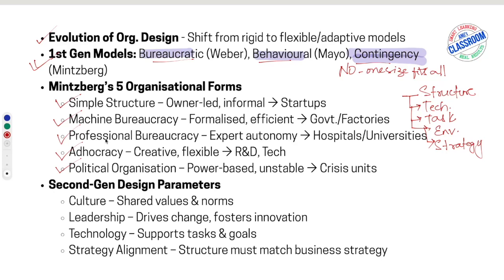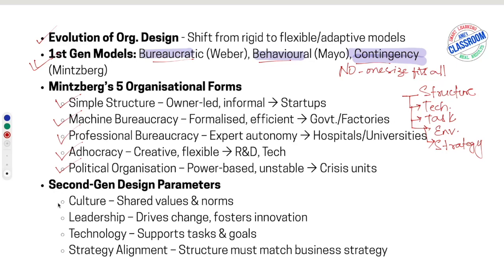Now let us move on to the modern way of looking at organization design. Okay, let us look at the second generation models. Now, second generation models go beyond just the structure and roles, and they look at the overall alignment of people, the culture, the technology, the leadership, and strategy. There are four major parameters of such second generation models.